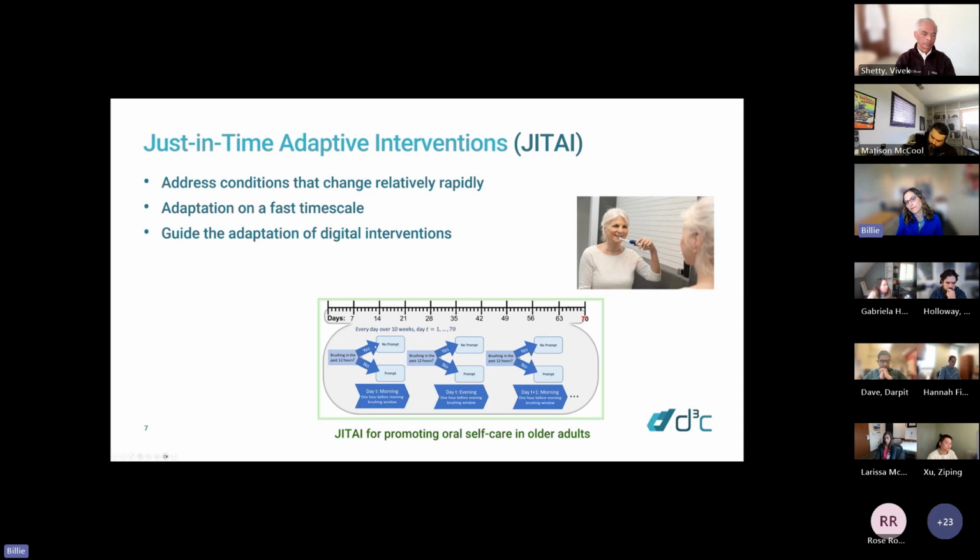Otherwise, we do nothing. So we adapt, right? We use dynamic information about the brushing behaviors to decide whether or not to send a prompt. There's an adaptation process. But now the adaptation process happens on a much faster time scale. It happens twice daily. It's because we're trying to address conditions that change relatively fast, twice daily. We're trying to address non-adherence to the brushing regimen, brushing twice daily for 2 minutes. And this non-adherence can unfold twice a day. That's why we adapt on a fast time scale.